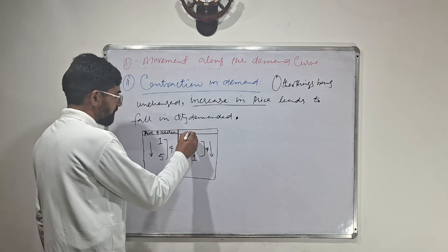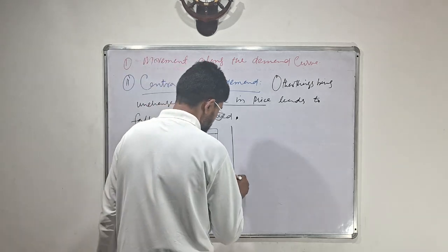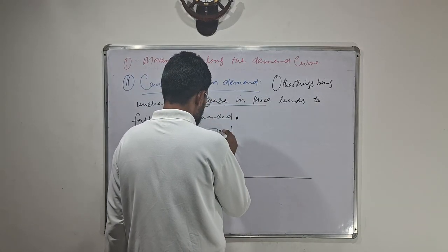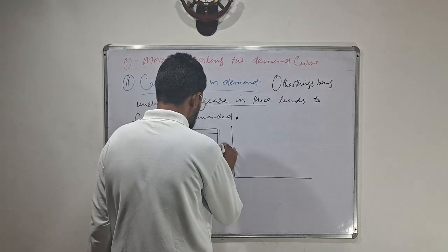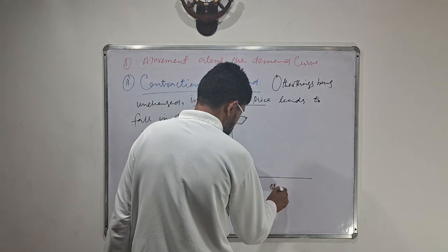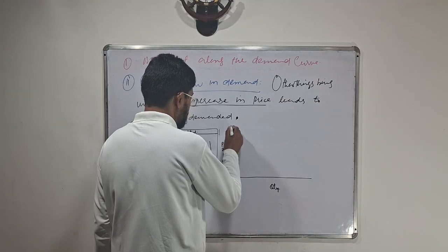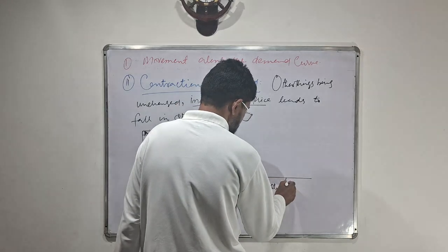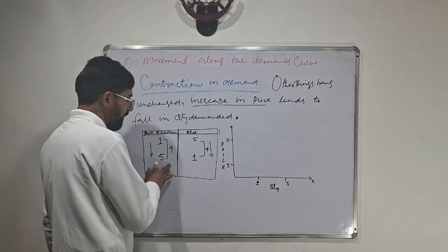Now I will draw the schedule as per the given information. Here I write price. Here I will write quantity demand. Price will be 1, 5. Quantity demand will be 5, 1. Now, as per the schedule, I have to join them.